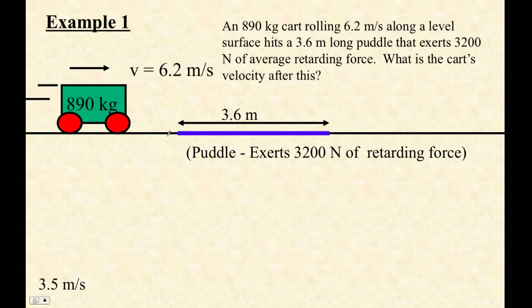We could solve this one without using energy. We could figure out with the force the rate of deceleration. Then we could figure out our initial velocity and the displacement, and then we could figure out the final velocity. I'd rather do it in one step though with energy.